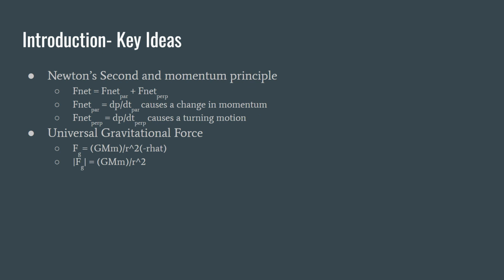Some key ideas: we had to use Newton's second law, which is the momentum principle. FNet can be split into two parts, FNet parallel and FNet perpendicular. FNet parallel is equal to dp over dt parallel; this is the force that causes a change in the momentum. And then FNet perp is dp over dt perp. This is the force that causes a turning motion. Then the gravitational force is shown above, and the magnitude of gravity is the gravitational constant times the two masses divided by r squared.